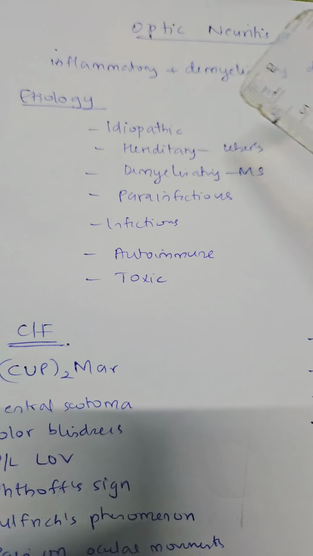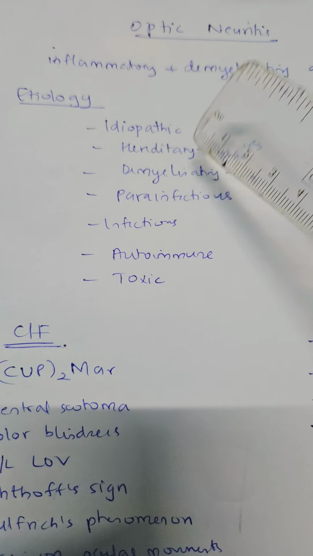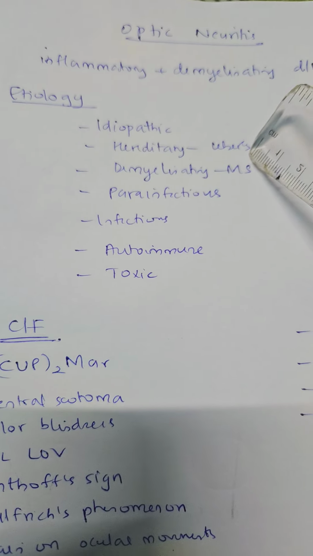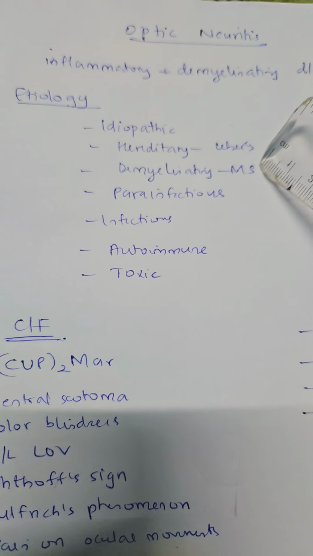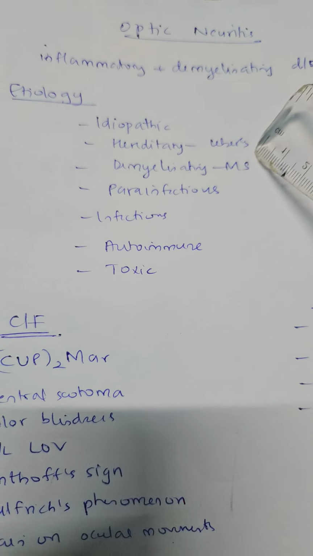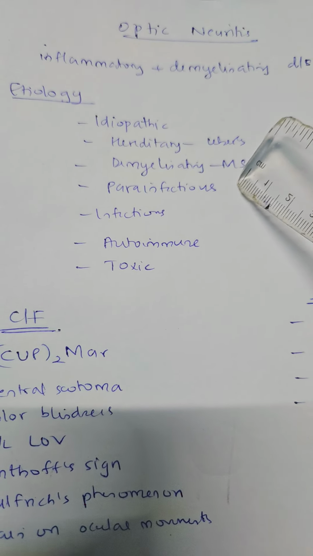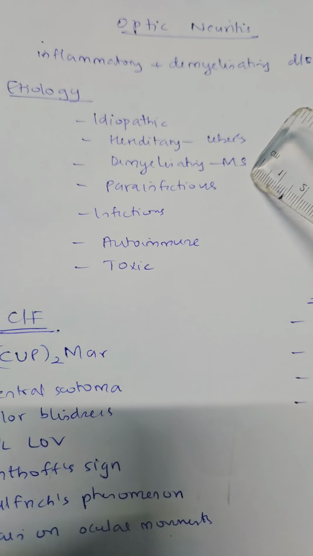It can be idiopathic, that is not associated with any underlying conditions. Hereditary, where Leber's disease can be a cause. Demyelinating, where the most important cause is multiple sclerosis. It can be para-infectious, which can be associated with some viral infections like mumps, measles, etc.